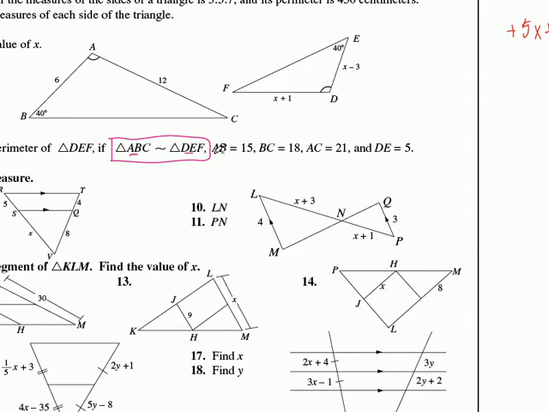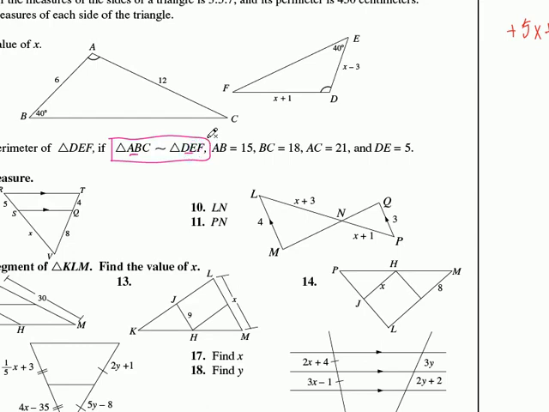Let's see. Find the perimeter of DEF, correct? So I know all 3 sides of the one triangle. So the triangle ABC, I know AB, I know BC, and I know AC. What don't I know? Well, let's see. What else do I know? I know one of the sides of the second triangle, don't I? I know DE. So what am I going to have to find? I'm going to have to find the other 2 sides, aren't I? So I know DE. I'm going to have to find what? EF. And what else am I going to have to find? DF.